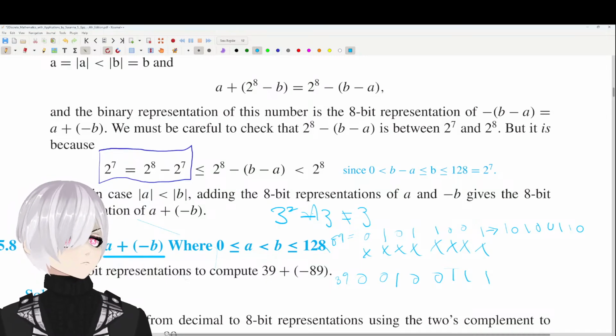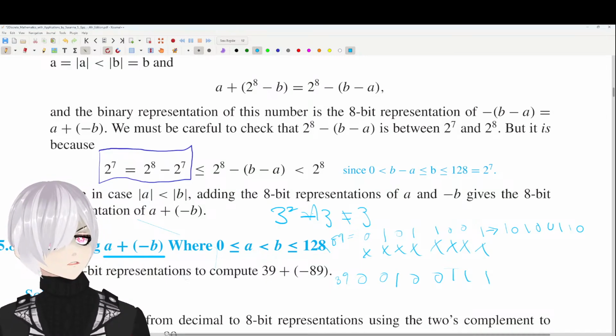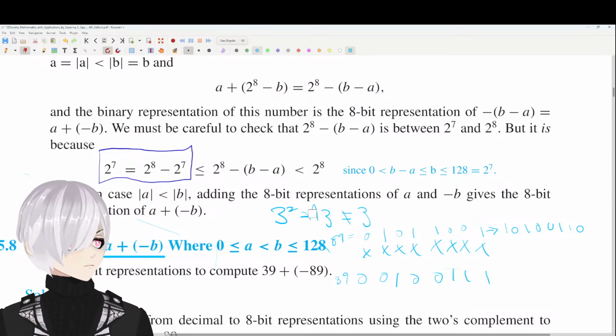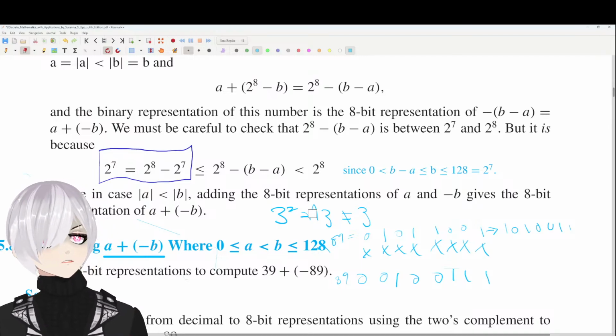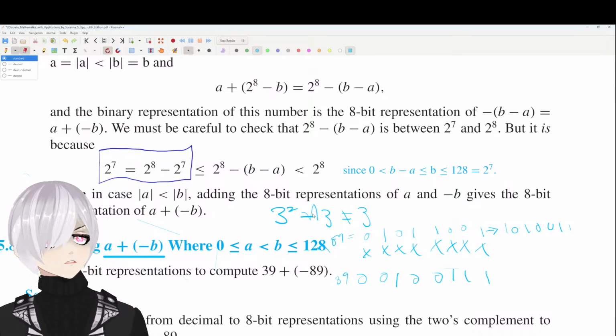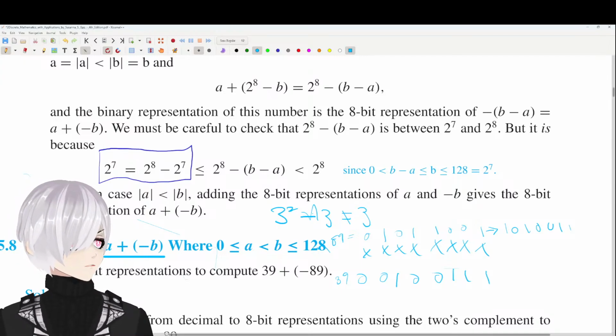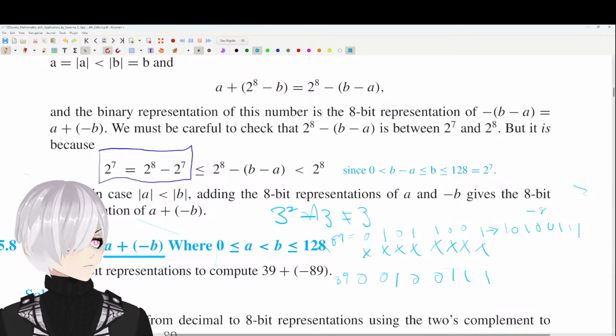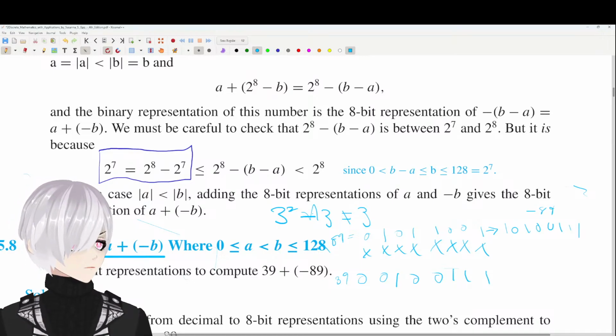So taking the 2's complement, you flip the bits and then add 1. And now we have the binary representations of both the numbers, and we just have to add them. Okay. So we'll add the binary representation of 39 plus the binary representation of 89.